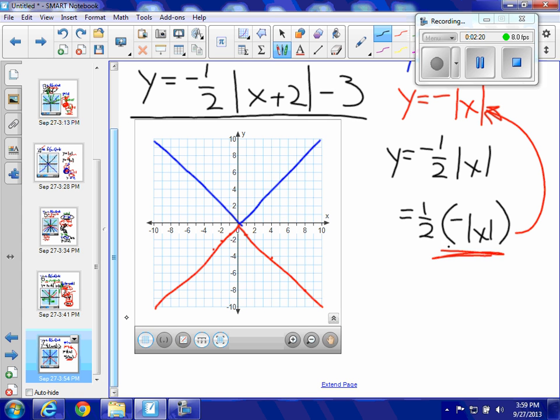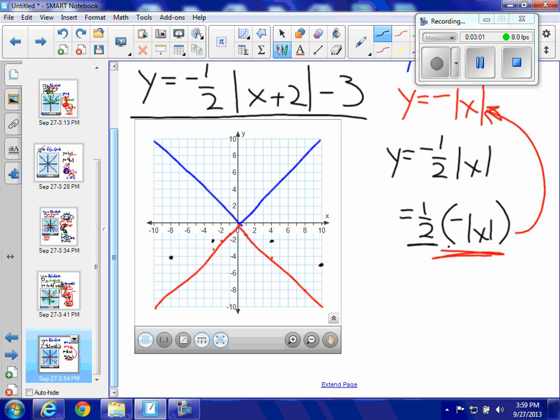Like here, my y value was negative 4. I'm cutting it in half, so I'm going to make it negative 2. And over here, my y value again was negative 4, so I'm going to make it negative 2. Way out here, my y value was negative 8, so I'm going to make it negative 4. And here, negative 10, I'm going to make that negative 5. So I've taken all of the values off of my red graph, which is the negative absolute value of x, put them into the function machine, and cut them in half.